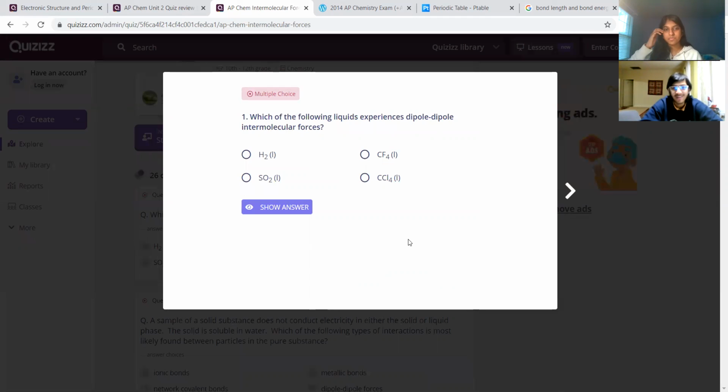Yeah, that's fine. So which experiences dipole? This is obviously covalent, so I don't think it would have that. Nonpolar, I think you mean. Oh, sorry. Yeah, it is covalent, but it's nonpolar. Sorry, I meant nonpolar. Okay. And then this would also be nonpolar. And then I think this one would be 2. So I think it would be this one.